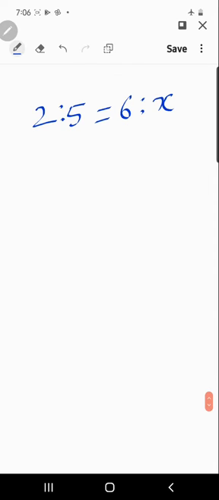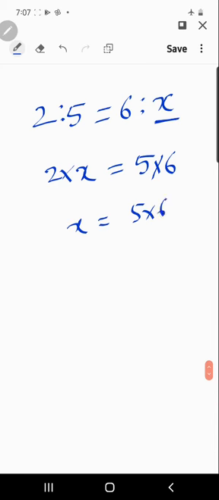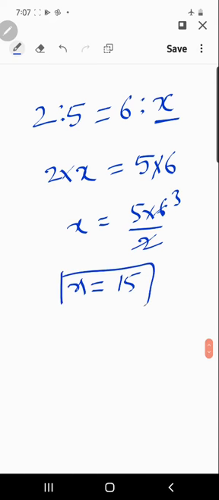For example, here is one problem: 2 is to 5 is equal to 6 is to x. Two ratios are equal. Can we find this x value or not? Yes, obviously. We already know that when two ratios are equal, they are in proportion, so we can use the product of extremes is equal to the product of means. So 2 into x, product of extremes, is equal to 5 into 6, product of means. So x is equal to 5 into 6 by 2. 2 threes are 6, so that equals 5 threes are 15. So the x value becomes 15. In this way we can find any term from the given expressions.